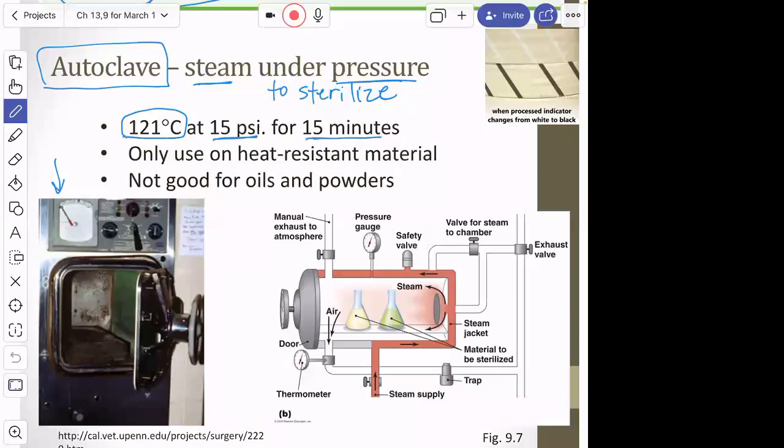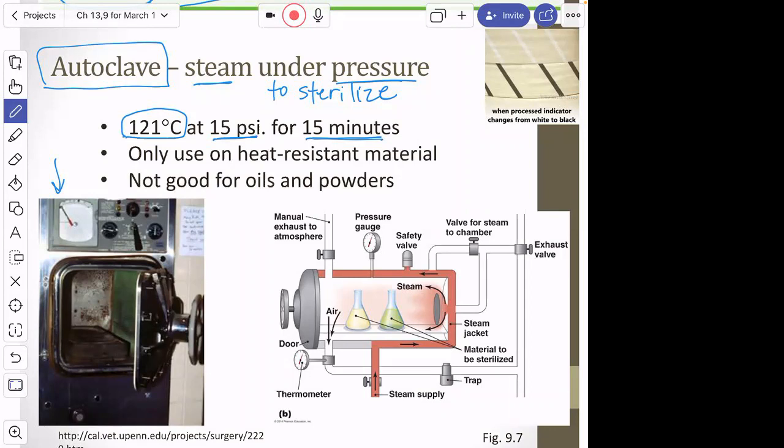We just have to keep those parameters for 15 minutes, and that's enough to even kill endospores. It takes the machine a while to come up to pressure and come back down again, so it takes a little bit longer than that. But the autoclave's really quite flexible. We use it for all sorts of things: media, glassware, plastics. We can even put swabs in there.